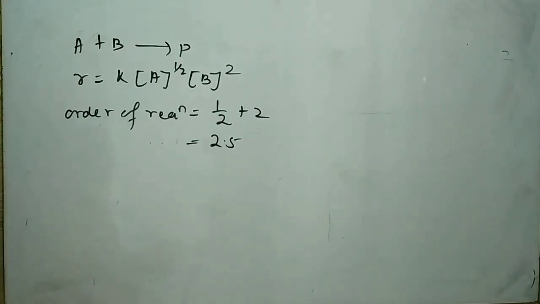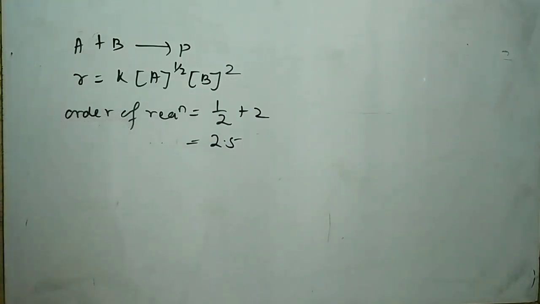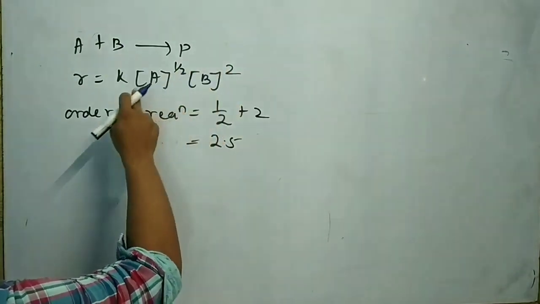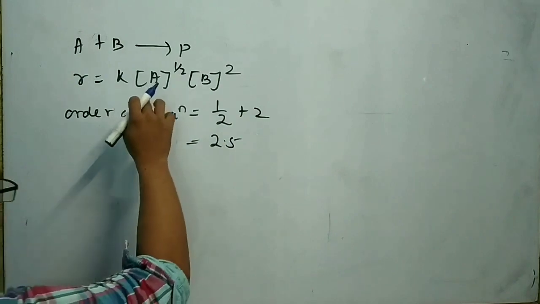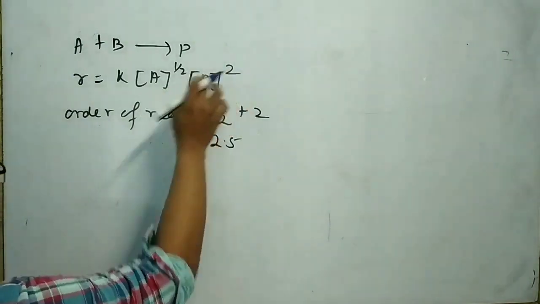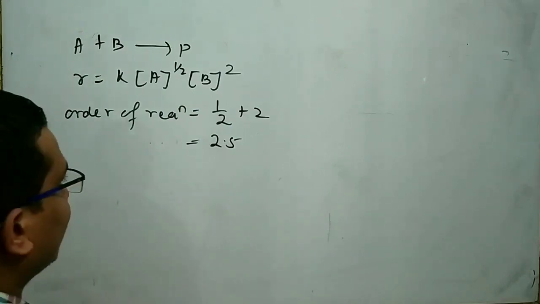Then another question is also given. Write the definition of order of reaction. It is the sum of power of molar concentration of the reactant in the rate law. Order of reaction means sum of power of molar concentration of the reactant in the rate law.